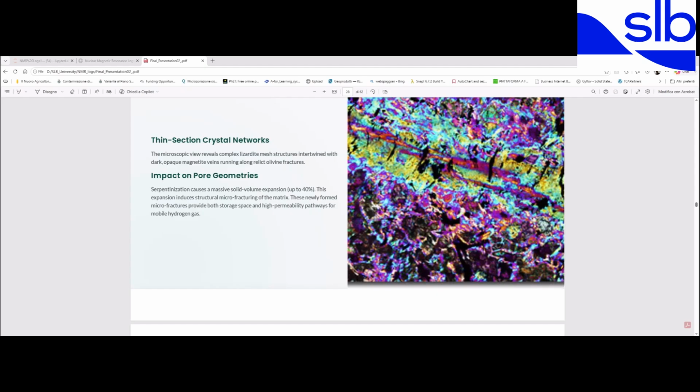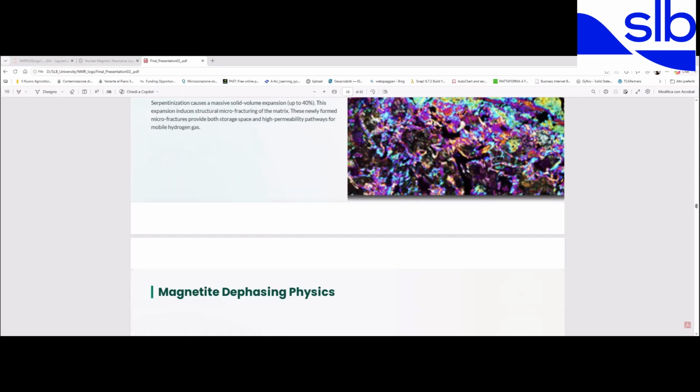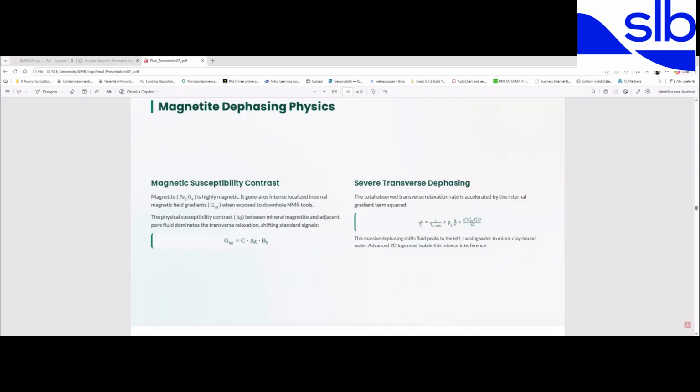So you need to study the process underlying serpentinization, because it generally creates a mass expansion. This expansion induces microstructural fracturing of the matrix that can be a pathway for diffusion of hydrogen. These newly formed microfractures provide both storage space and a high permeability pathway for mobile hydrogen gas, as we just said.